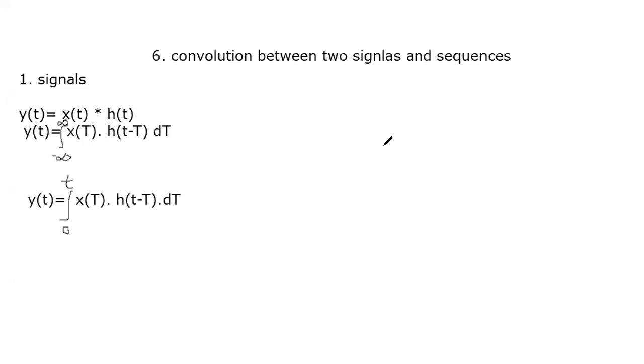Yeah, hi everyone. So a total of 5 experiments we have completed. We have come to the sixth one. The convolution between two signals and sequences is our sixth experiment. So first I will be writing a program and showing the output for a convolution between two signals. And second will be convolution between two sequences. In two separate files, we are going to do the programming.